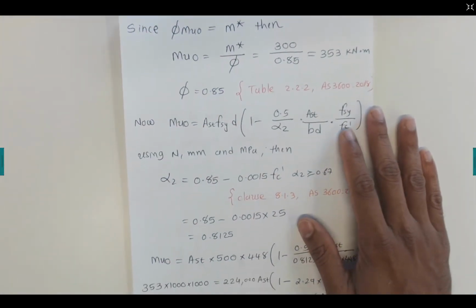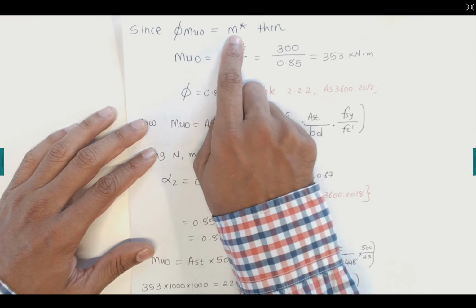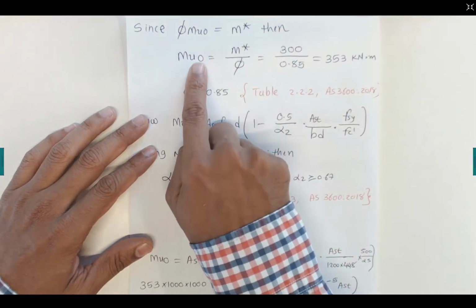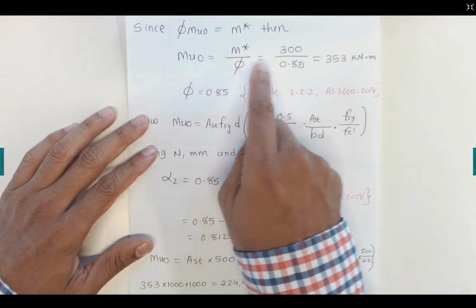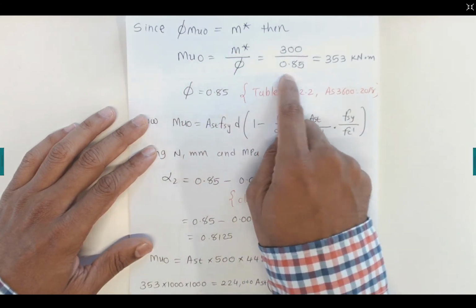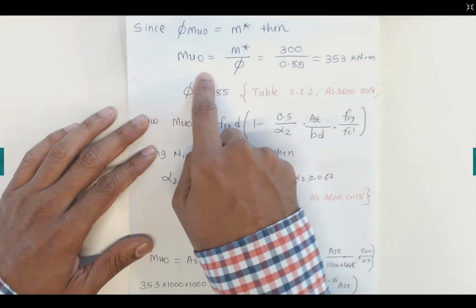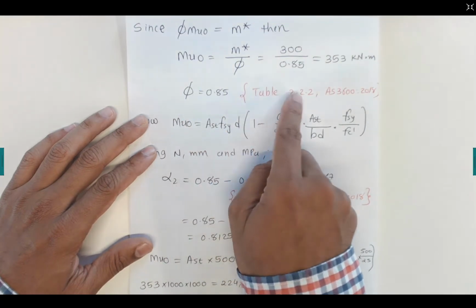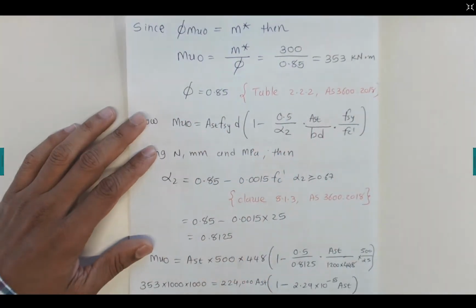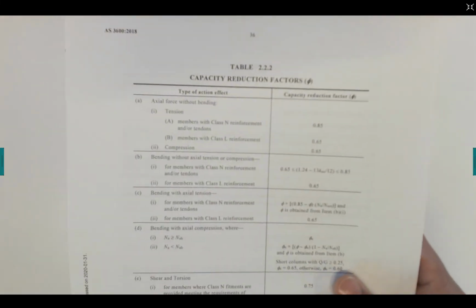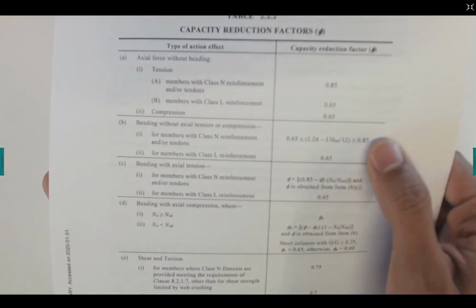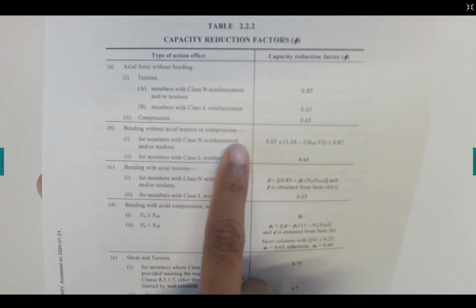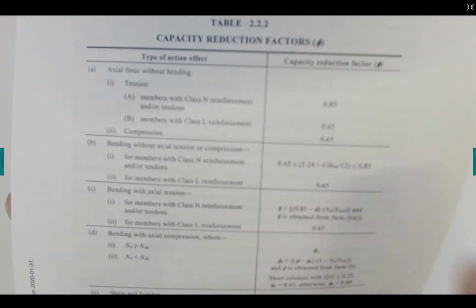Now we are given that the applied moment M star is equal to phi Mu. So Mu equals M star over phi, 300 over 0.85, is equal to 353 kilonewton meters. So we first calculate the Mu capacity. These capacity factors phi are given in Table 2.2.2 of AS3600. In this table we have a capacity factor of 0.85 for bending without axial tension or compression for class N reinforcement. So we have taken 0.85.